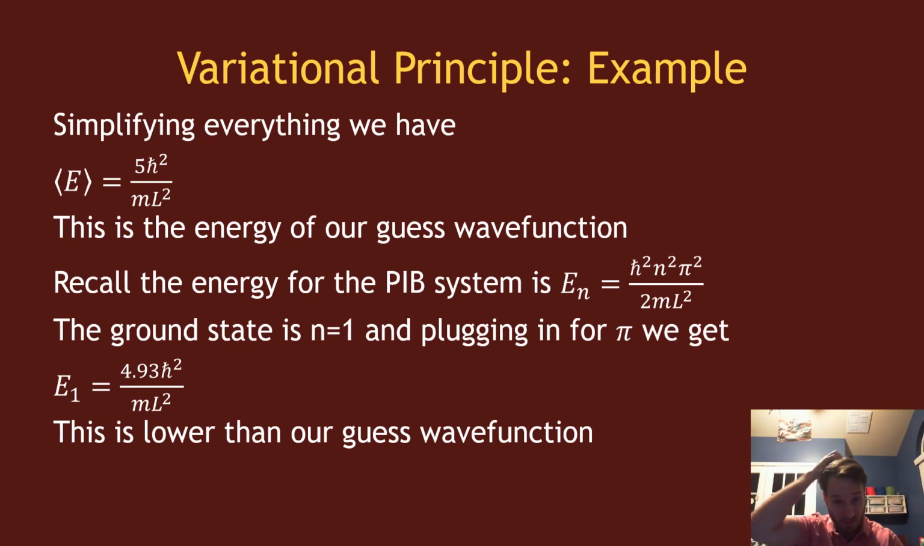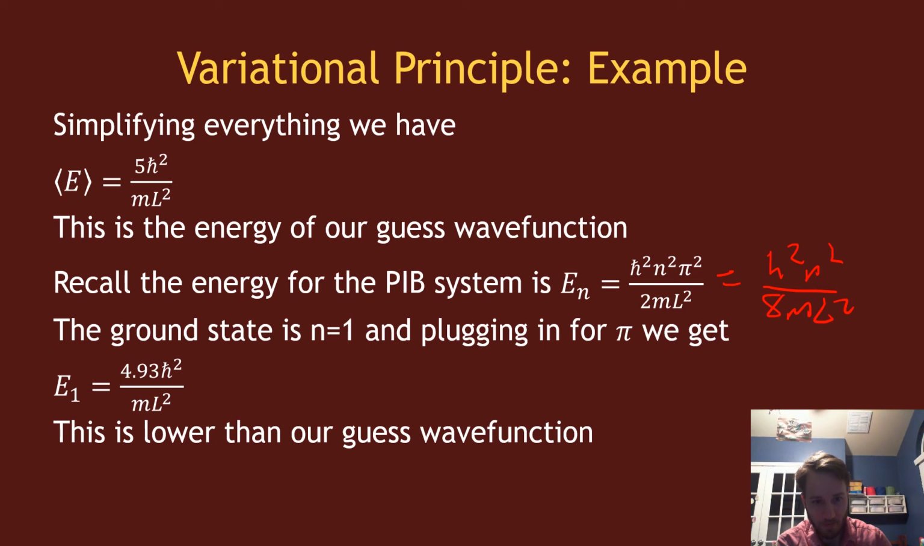So that is the energy of my guess wave function. We know the true energy, given here, or writing it in terms of h, we've also seen it as h squared n squared over 8mL squared. So using h instead of h bar, but here I have h bar. So plugging in n equals 1, and if you plug in for pi, what you'll get is 4.93 h bar squared over mL squared.